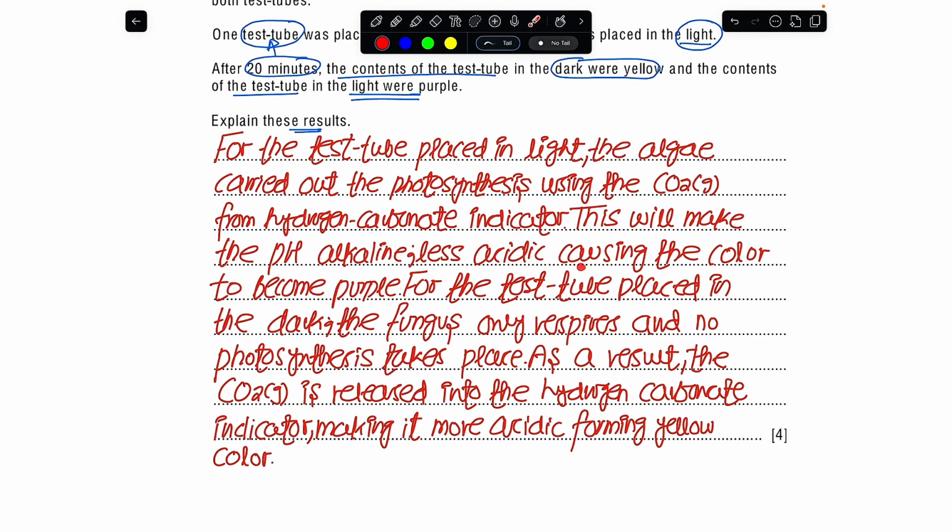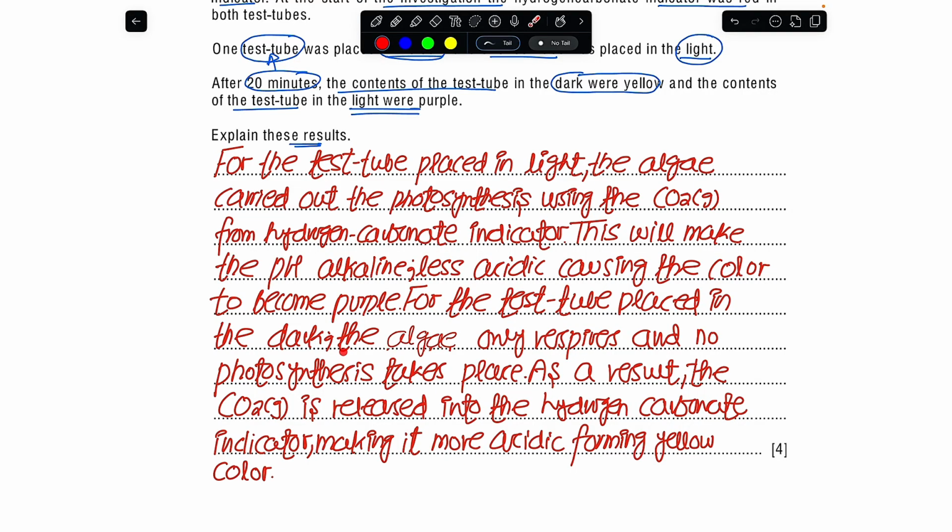Then I have written that for the test tube which was placed in the dark, the algae only respired, they did not photosynthesize. So the CO2 was released into the hydrogen carbonate indicator and it decreased the value of the pH. Why? Because the presence of the CO2 that is being released out of the algae is making the hydrogen carbonate indicator more acidic. So that is why it formed the yellow color.